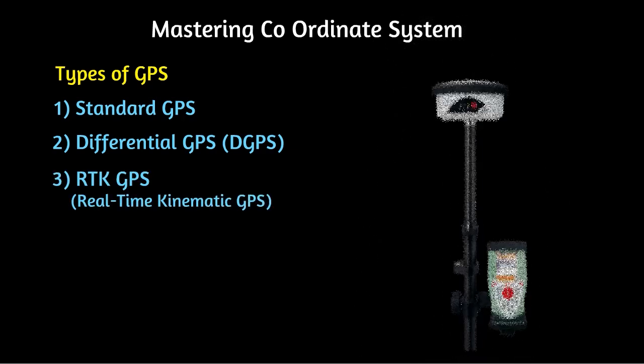Type 3. RTK GPS, real-time kinematic GPS. The accuracy of this type of GPS is 1 to 2 centimeters. This also uses a base station and real-time data corrections. This type is majorly used in road construction, precision engineering, and high-accuracy surveys.